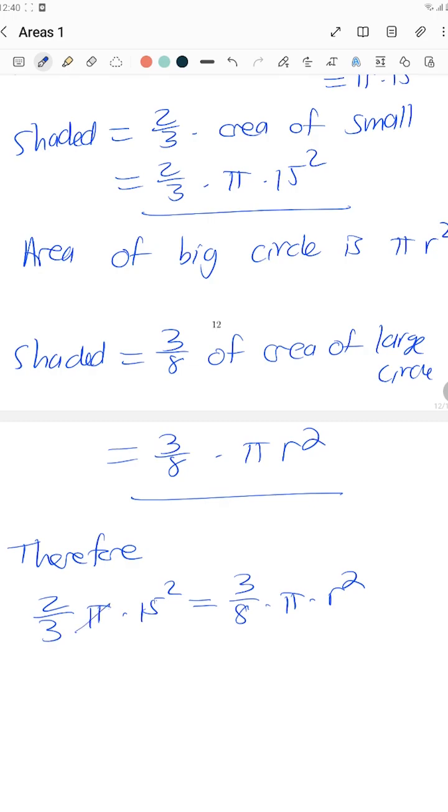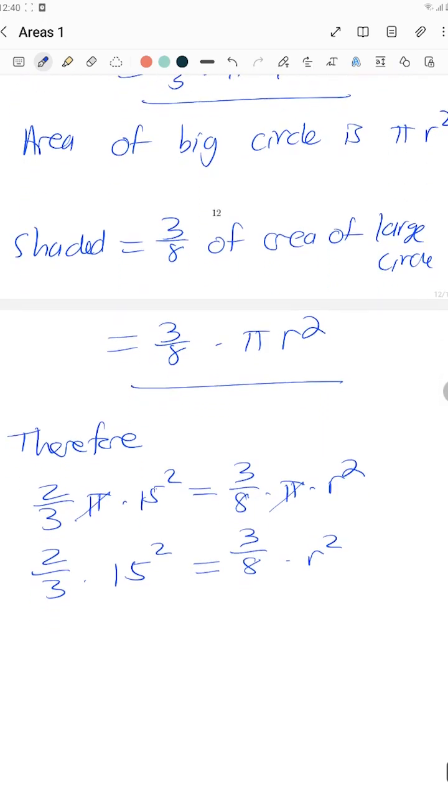Well, we see the pi on the left and the pi on the right cancel. And what remains is the following. We have 2/3 times 15 squared is equal to 3/8 times R squared. And what we now can do is multiply both sides by 8/3. So if I multiply both sides by 8/3, I have 2/3 times 8/3 times 15 squared, that's equal to 3/8 times 8/3 times R squared.